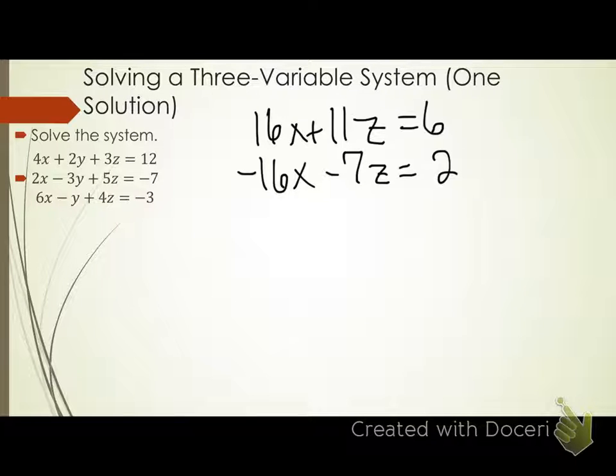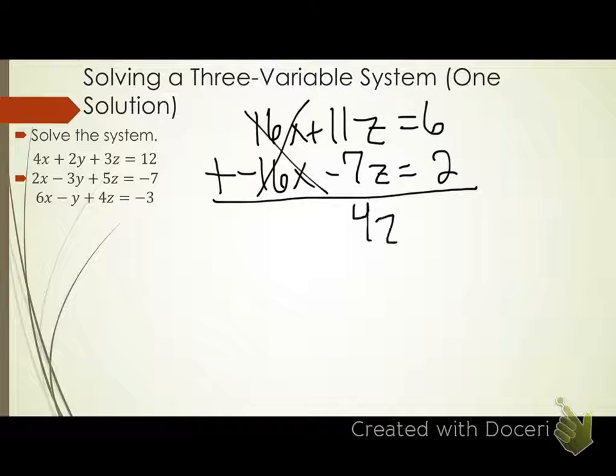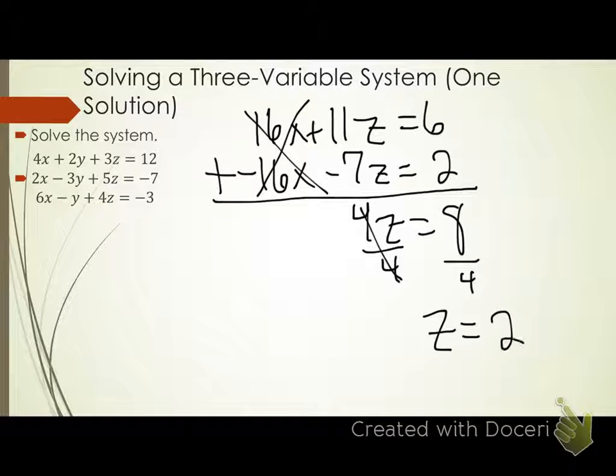So I'm just treating it like I did yesterday. I'm going to use elimination here because in my x column I already have same numbers, opposite signs. So if I add these right off the bat, my x's get eliminated. 11z plus negative 7z gives me 4z, and 6 plus 2 gives me 8. Now I can find my z variable. Divide both sides by 4. I now know z equals 2.